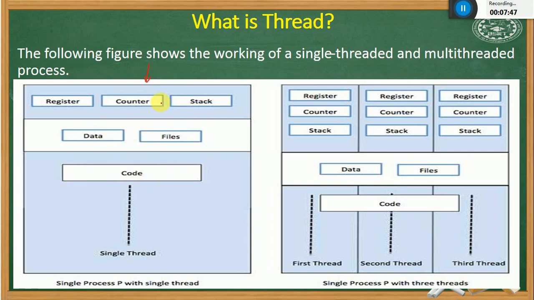If a process has a single thread, then that thread has its own register, which holds temporary data as well as current executable variables. Then the program counter gives additional information about the instruction which is going to execute next. Then it has a stack, which holds temporary information, then data. Data is global information, then file information, which files it is going to execute, then the code section, which is the executable area. So it is called a single thread.